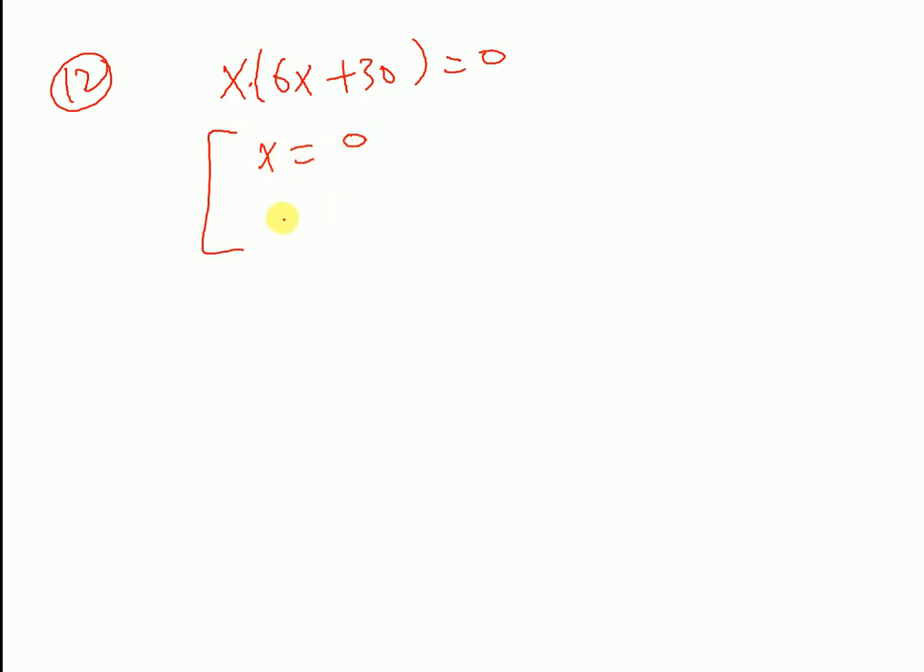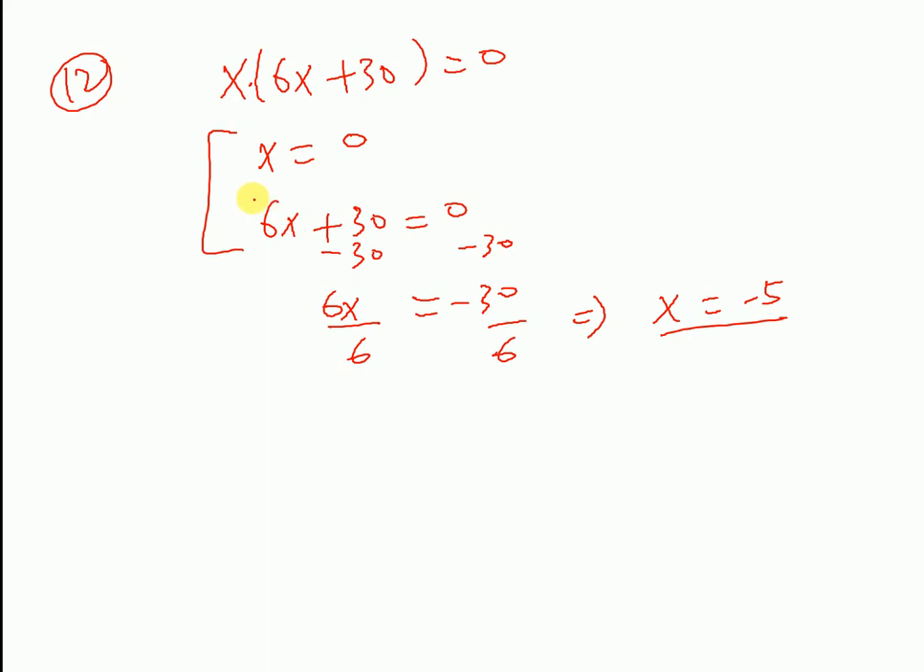The next question, 12. Again, solve the equation x times 6x plus 30 equals 0. The only way to make this expression 0 is if either this factor is 0 or this one is 0. So we have x equals 0 or 6x plus 30 equals 0. You already have the first solution to be 0. Solve for x for the second one. Subtract 30 on both sides. I have 6x equals minus 30. Divide by 6 on both sides. I have x equals minus 5. So minus 5 and 0 are the solutions, or option B.